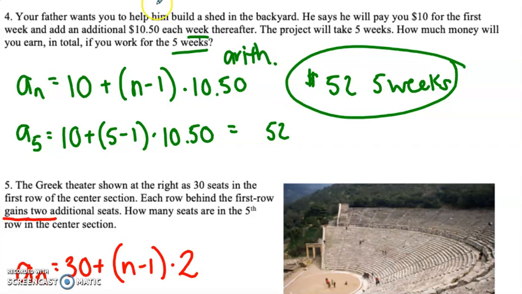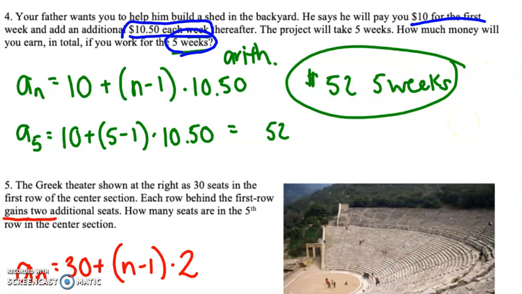All right, on number 4, it was a little bit tricky with the wordage because we've got 10.5 and a 10, but $10 is the first week, so 10's our starting point. 10.5 over here is your common difference, and then you're looking for the 5th week. So you only are making about $52 in 5 weeks, which to me that's not a good deal, but you are just building a shed.